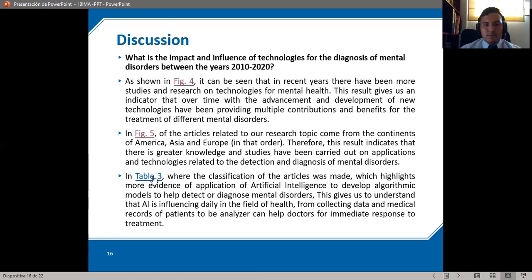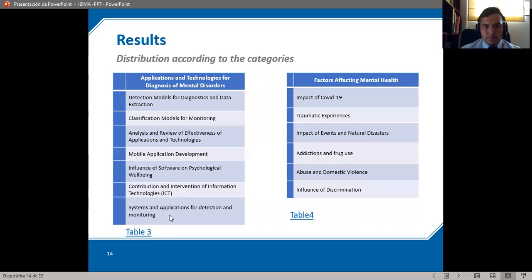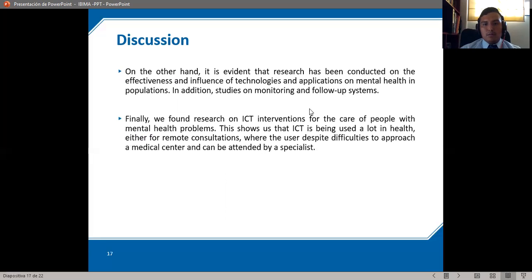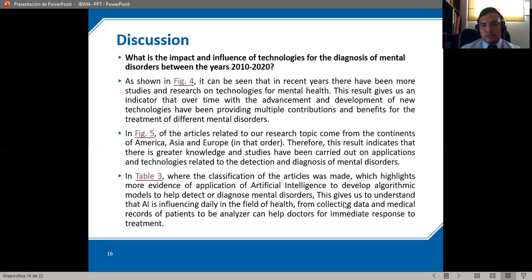In table 3, where the classification for the articles was made, which highlights more evidence for application of artificial intelligence to develop algorithms and models to help detect mental disorders, it is understood that cognitive data and medical records on patients, to the analysis, can help doctors immediately respond to the treatment.